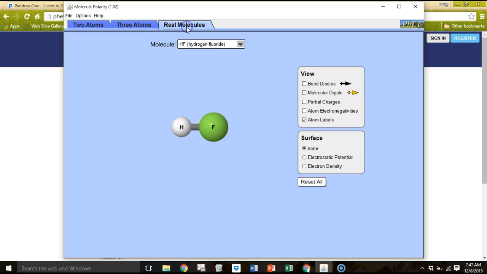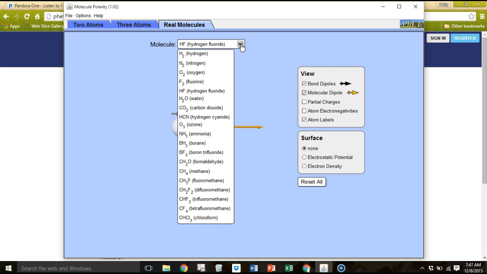Just to look at some real molecules as an example. So again, here's hydrogen fluoride. If this is a polar bond, which it is, then we're going to end up with a polar molecule. That's not a surprise for a molecule containing just two atoms.